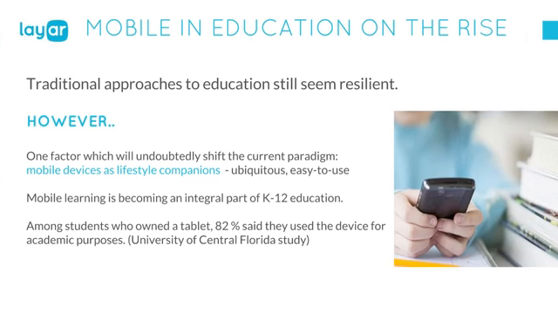And traditional approaches to education still seem resilient, right? So kids still read textbooks, adults still read textbooks. But maybe one shift in this whole paradigm is the fact that mobile devices have also become lifestyle companions. So they're very easy to use. And also the fact that mobile learning is becoming an integral part of education, and apparently is very popular in K-12 education. Another interesting study shows that among all the university students who owned a tablet, 82% said that they use the device for academic purposes.